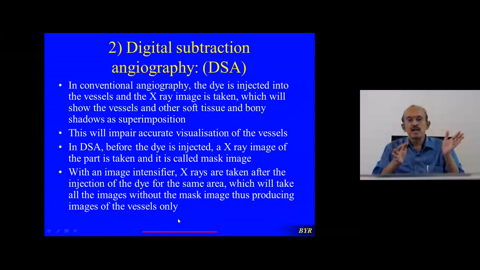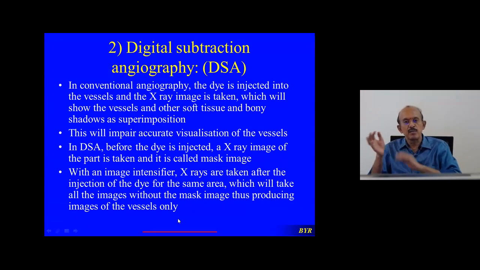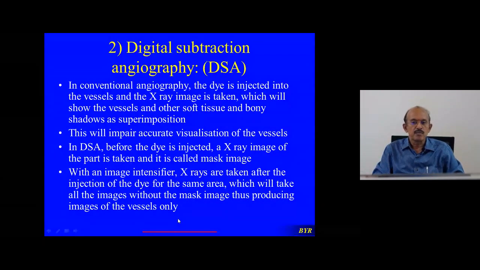First you take the X-ray of the part before injecting the dye. So you get the skeletal and soft tissue shadows. Then inject the dye. You get the blood vessels. So with the computer technique, what you do is you subtract the first image from the second image. Then you get the blood vessels.